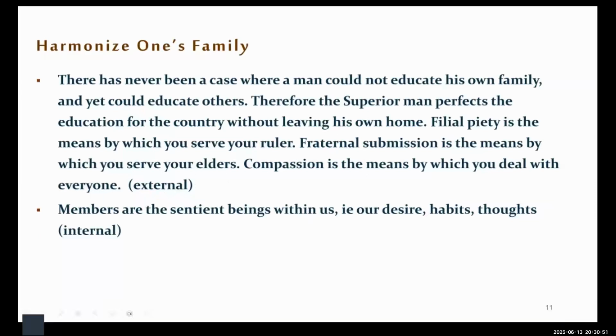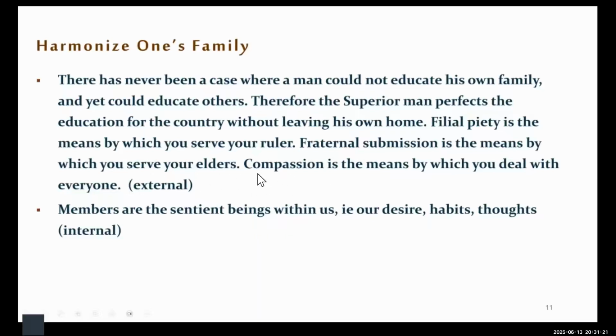Okay, so Confucius continues to say, filial piety is the means by which you serve your ruler. Okay, so we are filial to our parents. Likewise, we also have to be filial to the leader of a country or to other elders. Fraternal submission is the means by which you serve your elders, and compassion is the means by which you deal with everyone.